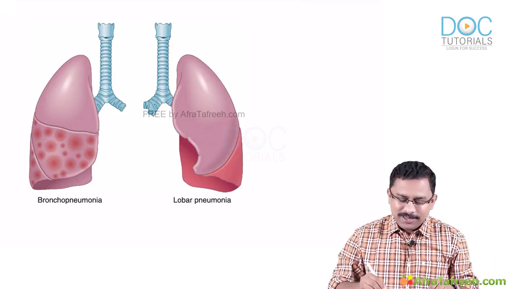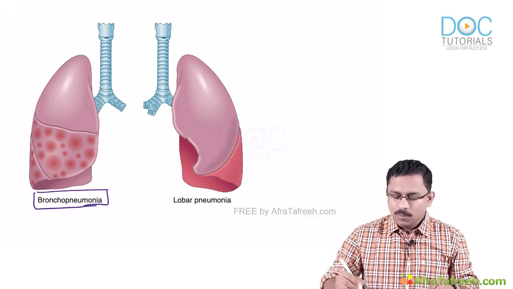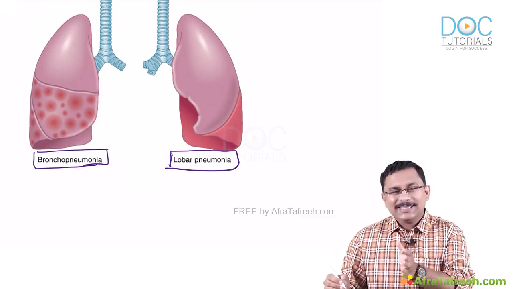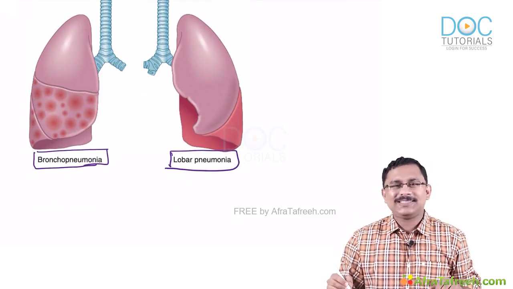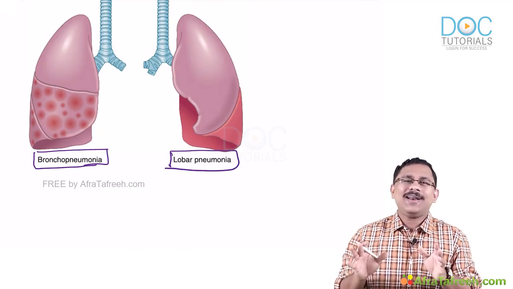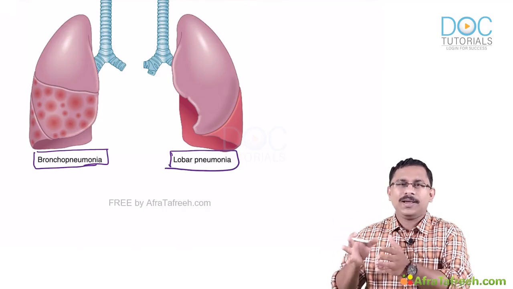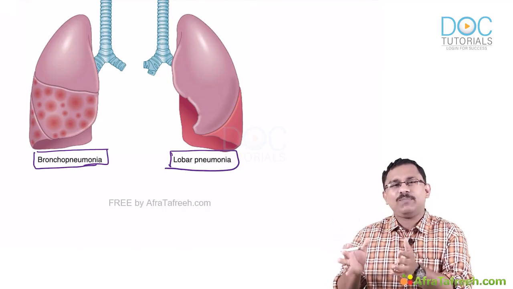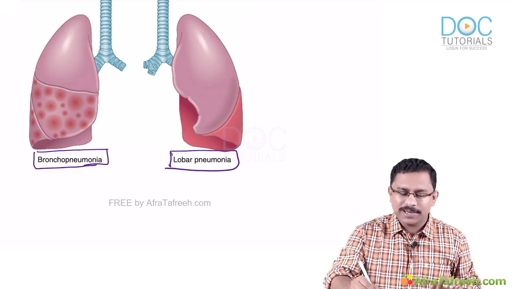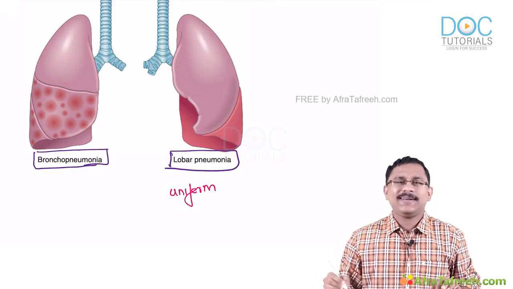Let me tell you straight away, there are two types of pneumonia that you can think of. One is bronchopneumonia and the other is lobar pneumonia. As in this picture, which I've taken from Robbins, lobar pneumonia means it is an infection that is probably involving a lobe. You say that there is a lobar type of consolidation. This is more or less a uniform type of consolidation. That will be the keyword. It is almost a uniform type of consolidation.